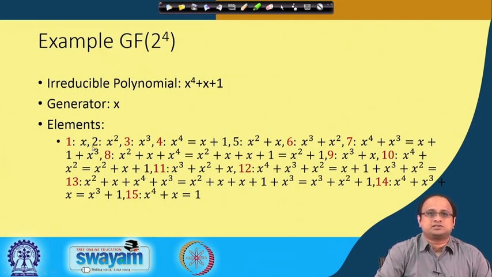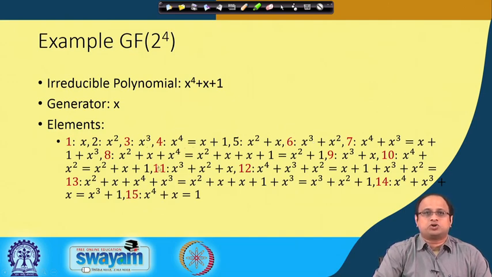Suppose I start with x, I then calculate x squared, then x cubed, and when I calculate x^4, as I said, I have to reduce this. How do I reduce it? I substitute x^4 + x + 1 as 0, which means x^4 is equivalent to x + 1. So, I replace x^4 by x + 1. Then I again multiply this with x, so I get x squared plus x, and then I get x cubed plus x squared, then I get x^4 plus x squared. x^4 is again replaced by x + 1, so I get x squared plus x plus 1.